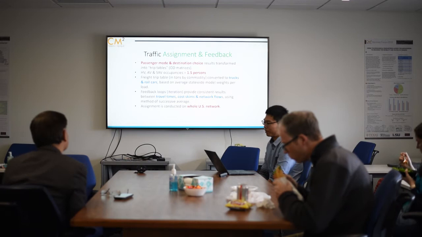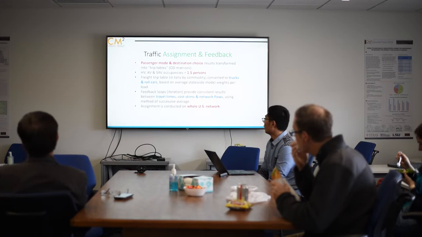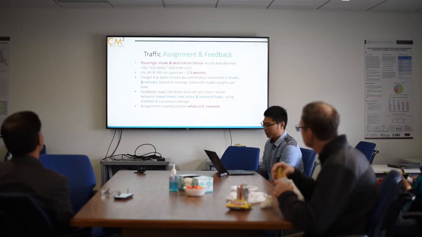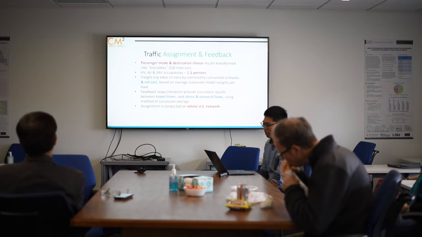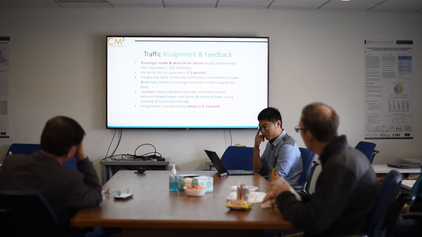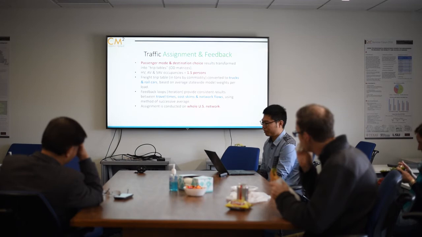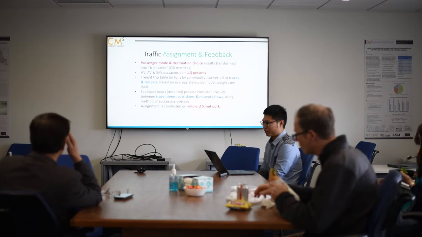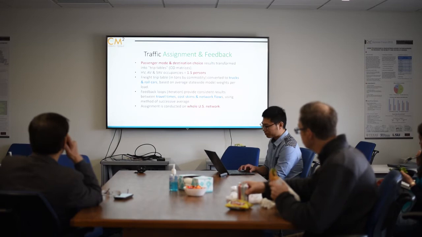The freight trip table was converted to trucks and rail cars based on the average weights that have been used in the statewide analysis model. And the assignment is conducted on the whole US network, which means that vehicles traveling from one TAD in Texas to another TAD in Texas can go across other states to avoid congestion. And we don't consider the network from Mexico, so vehicles cannot go across the U.S. and Mexico border.